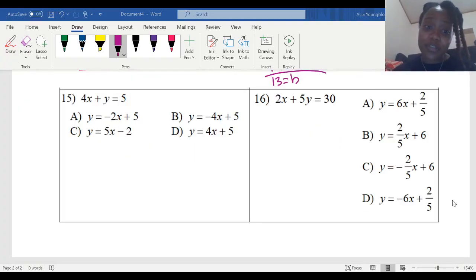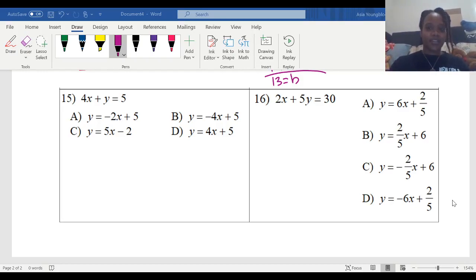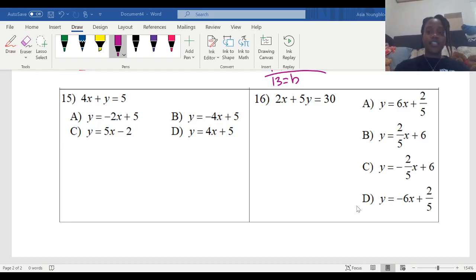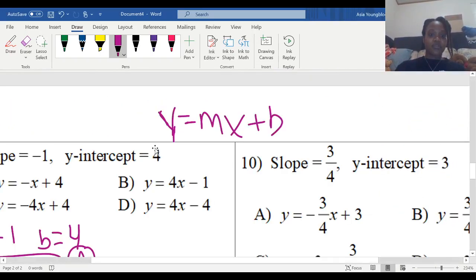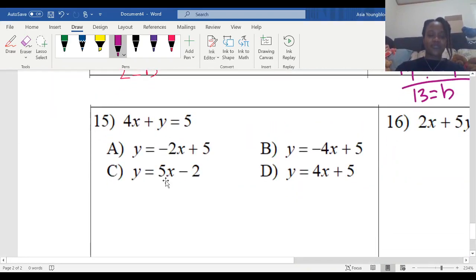For the last two problems on this page, again, we're still writing our answer in slope-intercept form, but for these two problems, that process looks a little bit different. So remember, slope-intercept form is y equals mx plus b, and in slope-intercept form, the y variable is by itself. In 15 and 16, the y variable is not by itself. So to put these equations in slope-intercept form, all we have to do is solve for y, which means to get y by itself. So looking at number 15, we have 4x plus y equals 5.